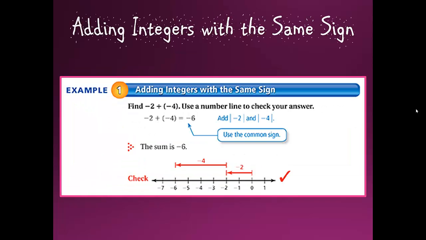For our first example, we're adding integers with the same sign. We're going to find negative 2 plus negative 4. The absolute value of negative 2 is 2, and the absolute value of negative 4 is 4. 2 plus 4 is 6. Since negative 2 and negative 4 are both negative, our answer is also negative, so it'd be negative 6.